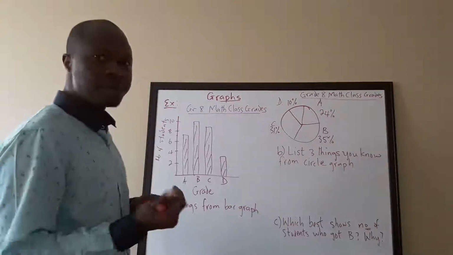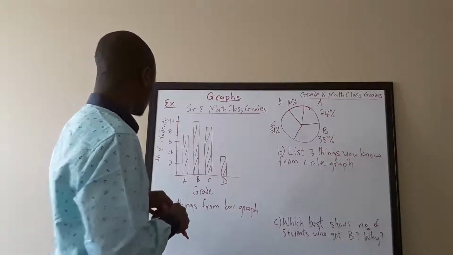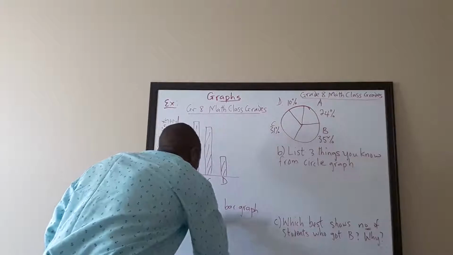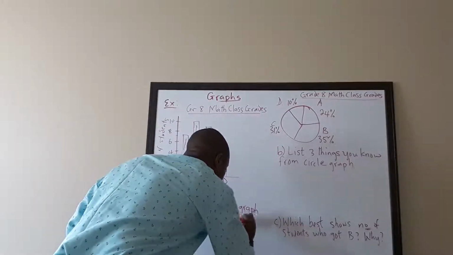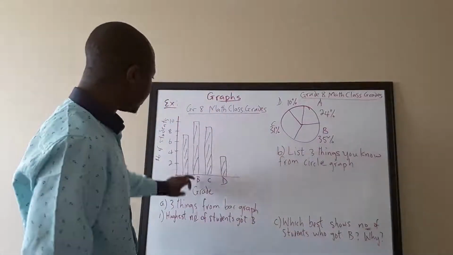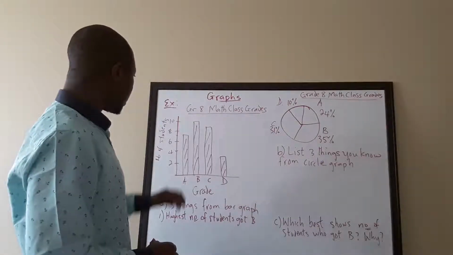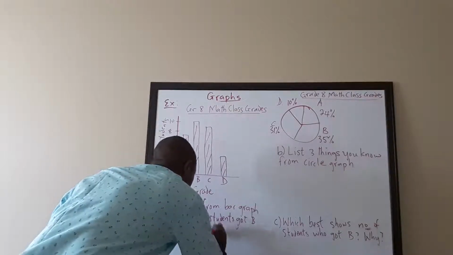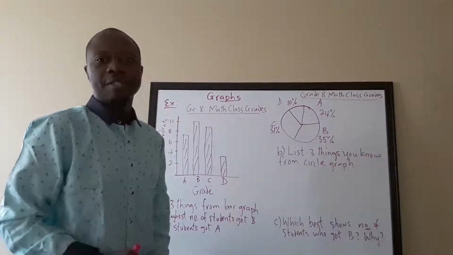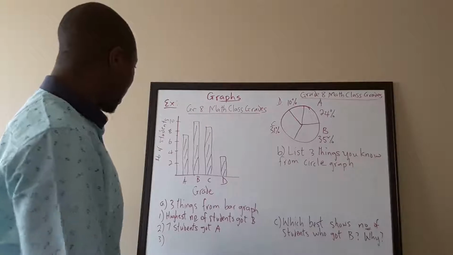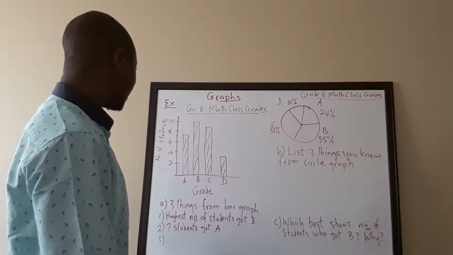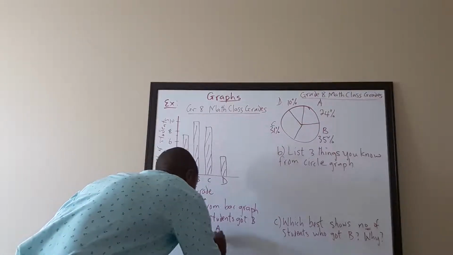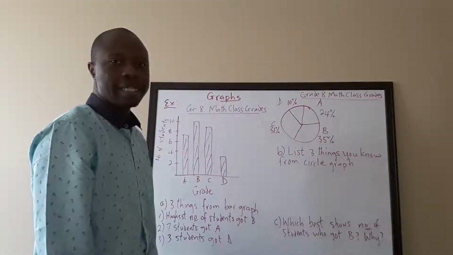So let me just write a couple down now. I can say the highest number of students got the grade of B. I can show that 7 students got the grade of A. I can show that 3 students got the grade of D.